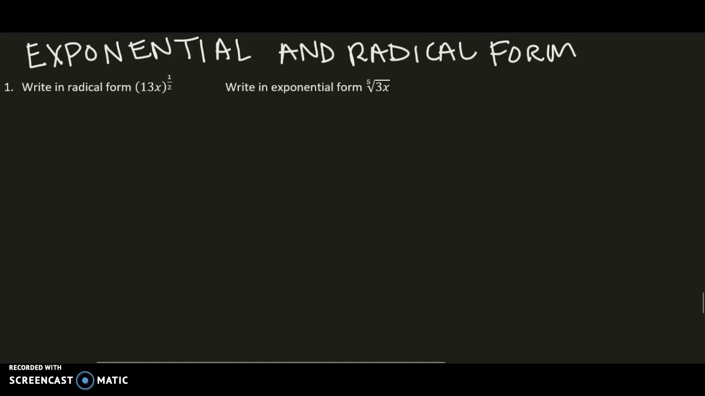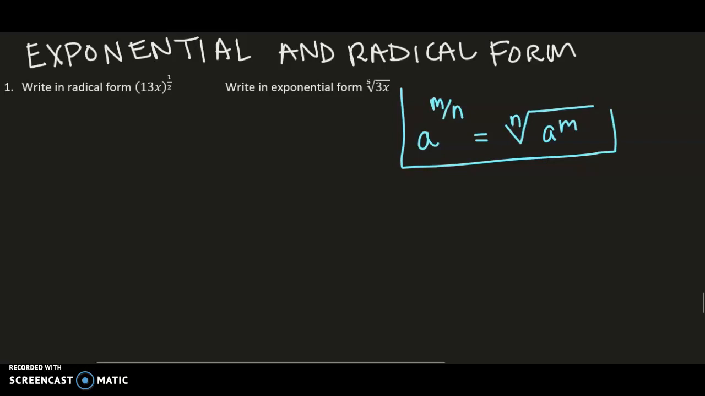Exponential and radical form, switching between the two. So there's a definition. If you have a number a raised to the m over n power, that's equal to the nth root of a raised to the m power. So the way that I remember it is it's a raised to the power over index.